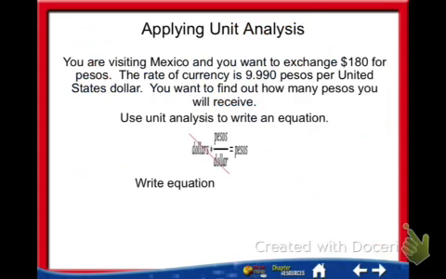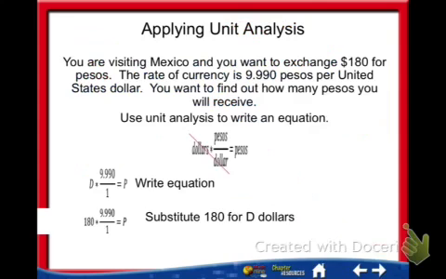We'll write an equation. D will stand for dollars times the rate of currency in pesos is 9.990 all over $1 equals P. Substitute 180 for D dollars. Now we'll just multiply straight across. This will give us about 1,798.20 pesos.